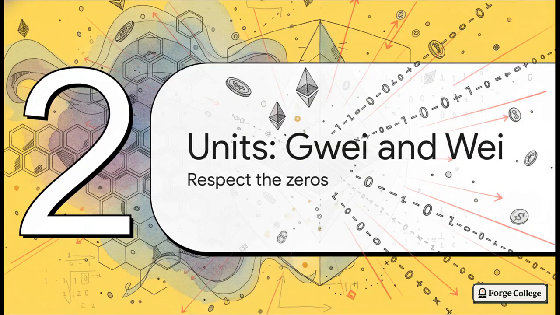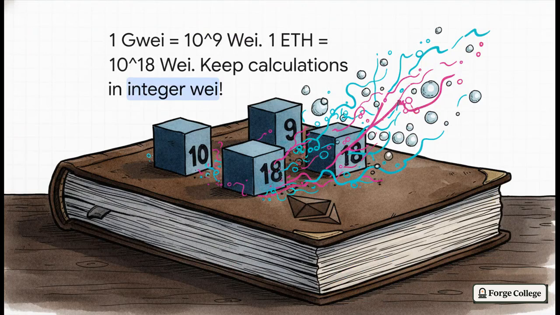Section 2. Units, gwei, and wei. Respect the zeros. Before we can actually do that multiplication ourselves, we really need to master the language of Ethereum math. And I gotta warn you right now, precision is absolutely everything in this space. If we want to avoid an off-by-one calculation error that could cost you or your users real money, we have to respect the zeros. 1 gwei is 10^9 wei. 1 full ETH is 10^18 wei.